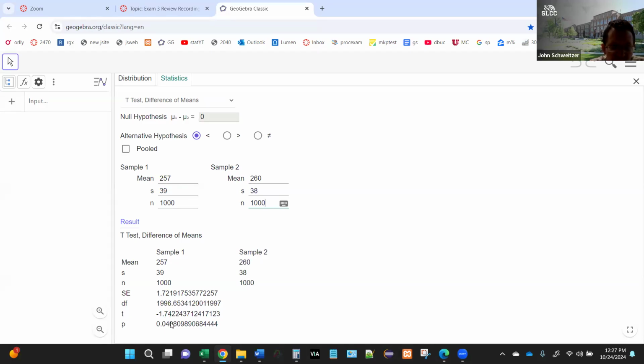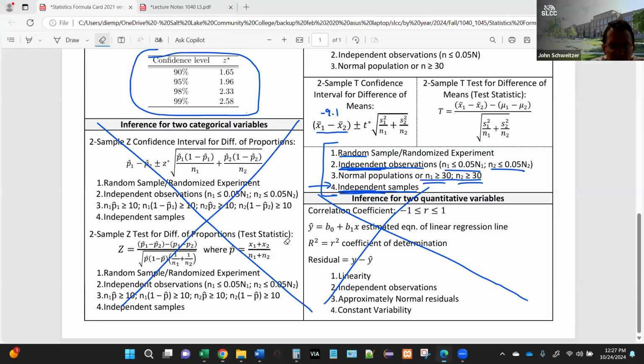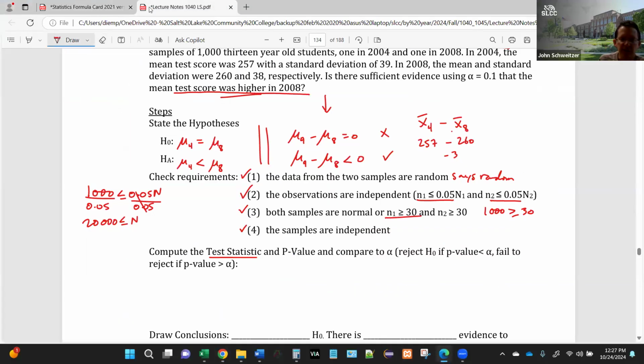So that's relatively low, but it depends on what your alpha value is. So let's write those numbers down and look at the alpha value. The test statistic is the t-score. We are in the t-distribution here. It's negative 1.742. And the p-value is 0.0408. Alpha is 0.1. And sure enough, the p-value is less than alpha.